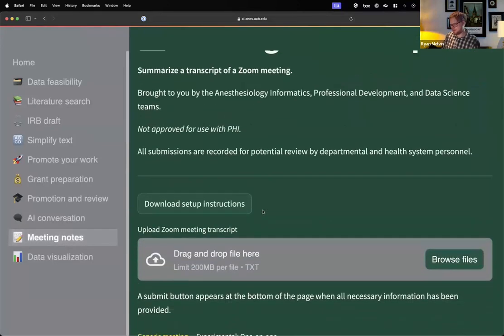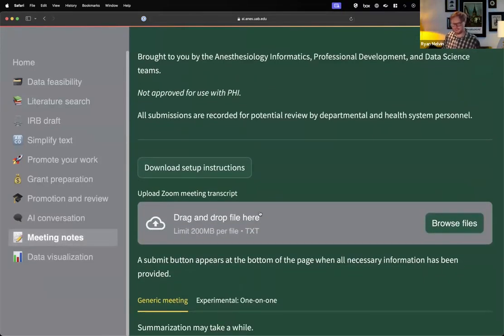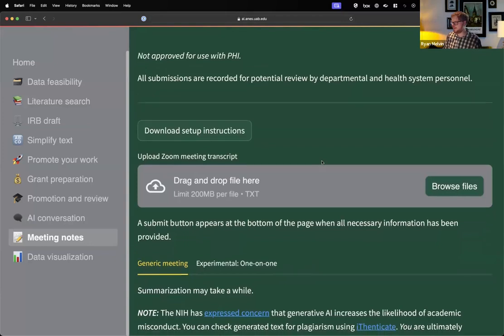Our most popular tool that shocks me to this day that this is the winner is our meeting notes tool. And this is currently used across the institution. We know for certain the CMO's office even uses this. And we know that our perioperative services folks use this for basically every meeting that they're in.